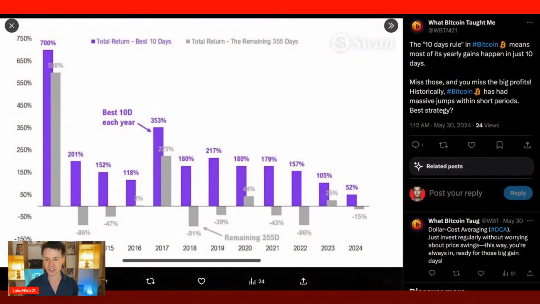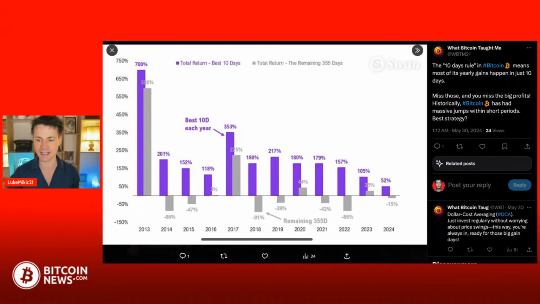Because this chart, when I saw it, instantly caught my attention. It is a fascinating chart. In the big purple bars, it's actually showing you Bitcoin's best 10 days of performance in each year. And next to each year in the gray bar, it's showing you the total return of Bitcoin in the other 355 days in that corresponding year.